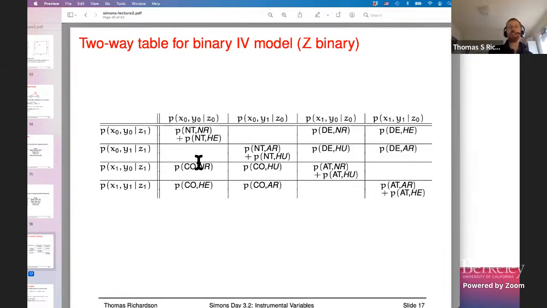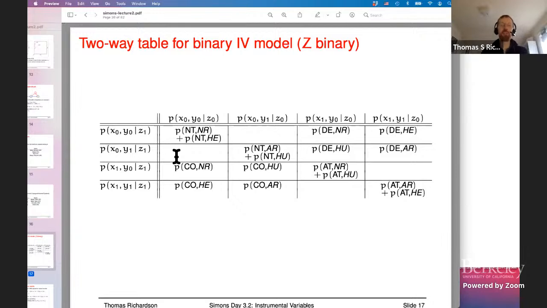This cell here is empty. And the reason for that is, can anyone think why? Let me talk through what's going on here. If there were people in this cell, they would be people that would have X equals zero regardless of whether they were assigned to control or treatment, but they would have Y equals zero if they were assigned to control, but Y equals one if they were assigned to treatment.